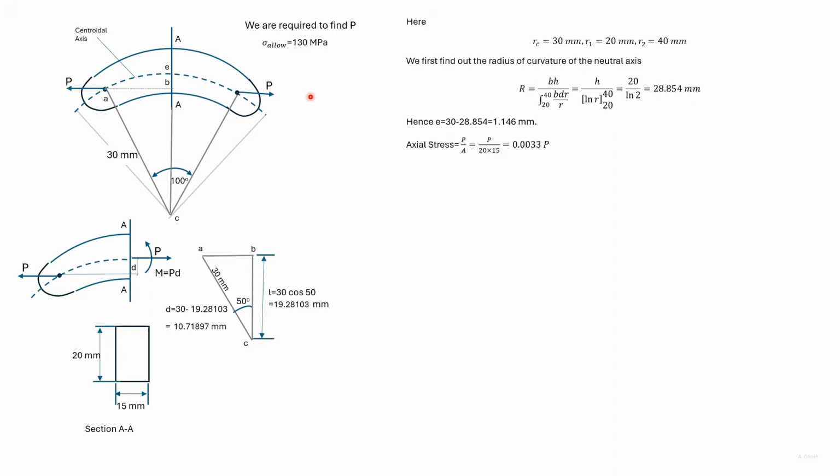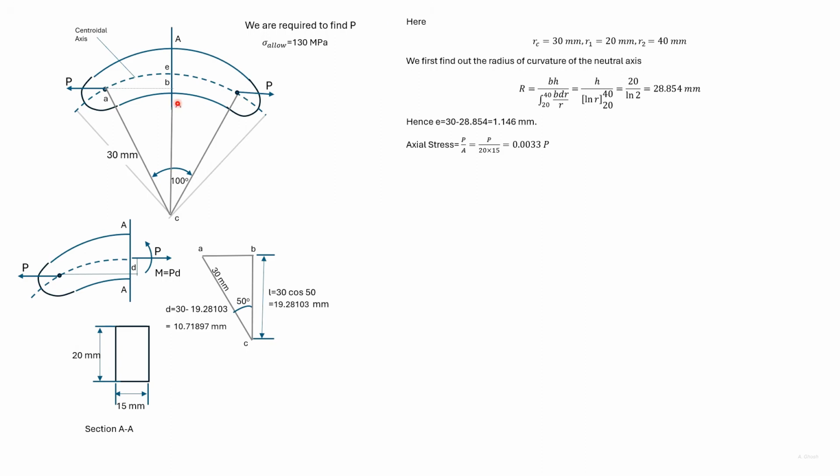Here we have a curved beam of a rectangular section to which the force P has been applied. We are not given the force P, we are given the maximum allowable stress. We are required to find out the maximum P that can be applied. We take a cross section at AA, which would have the maximum moment.